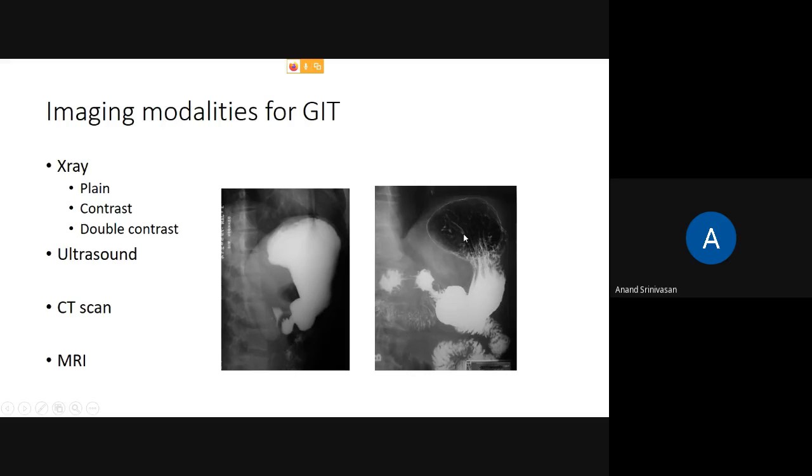So this is a contrast X-ray where we can see the stomach: you can see the fundus, body, the pylorus and the duodenal cap. Now this is another one. This is also a contrast X-ray, but what is the difference between this one and the previous one? This is a double contrast X-ray, where we can see the structures more clearly.